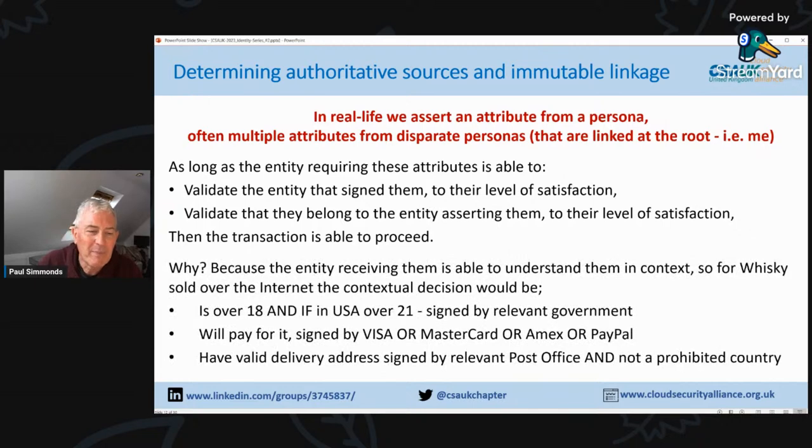And why? Because the entity receiving them is able to understand them in context. So back to my whiskey over the internet example, the contextual decision would be: if over 18, and if in the UK over 21, signed by the relevant government, they're prepared to pay for it. In other words, they've got a matching Visa card that matches my address, and we have a valid delivery address signed by the post office. And, you know, it's not a prohibited country, depending on what you're buying. So they have, over the internet, some kind of contextual decision.